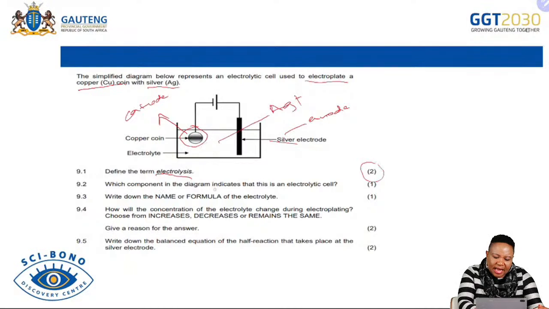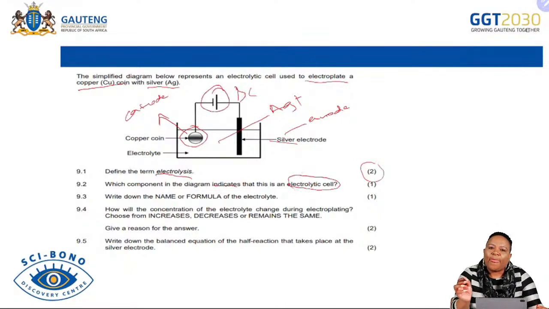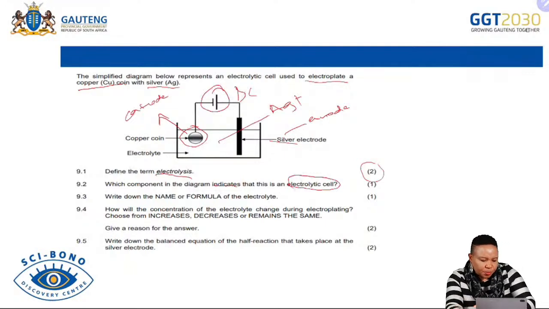Which component in the diagram indicates that this is an electrolytic cell? What makes us convinced that it's an electrolytic cell is the DC power source, or the battery. The battery is evidence that this is an electrolytic cell, because we know that electrical energy will be converted to chemical energy.